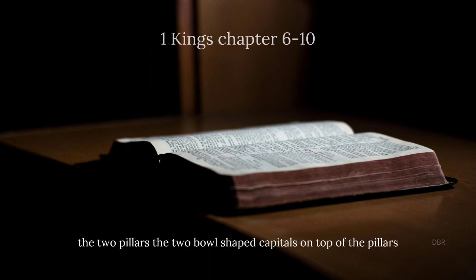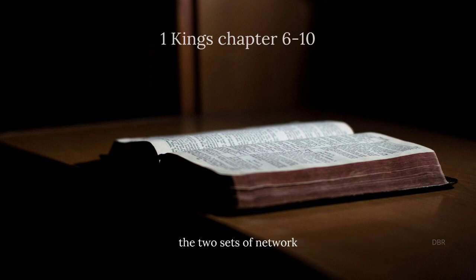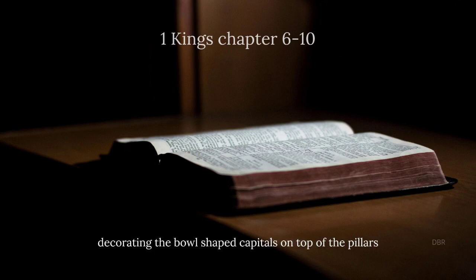The 2 pillars, the 2 bowl-shaped capitals on top of the pillars, the 2 sets of network decorating the 2 bowl-shaped capitals on top of the pillars, the 400 pomegranates for the 2 sets of network, 2 rows of pomegranates for each network decorating the bowl-shaped capitals on top of the pillars, the 10 stands with their 10 basins, the sea and the 12 bowls under it, the pots, shovels and sprinkling bowls.